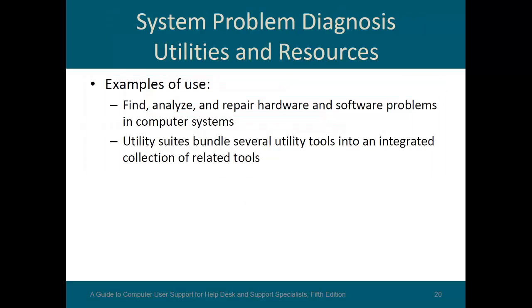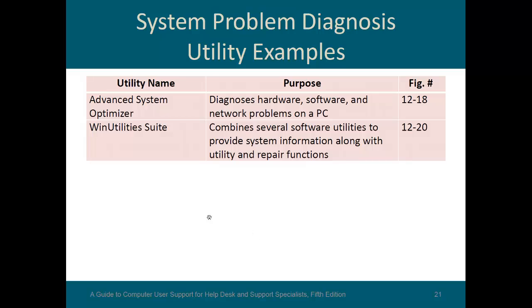Examples of use for system problem diagnosis, utilities, and resources. Define, analyze, and repair hardware and software problems in computer systems, along with utility suites. Bundle several utility tools into an integrated collection of related tools. So we've got Advanced System Optimizer and Win Utilities Suite. A couple of different ones that do that.